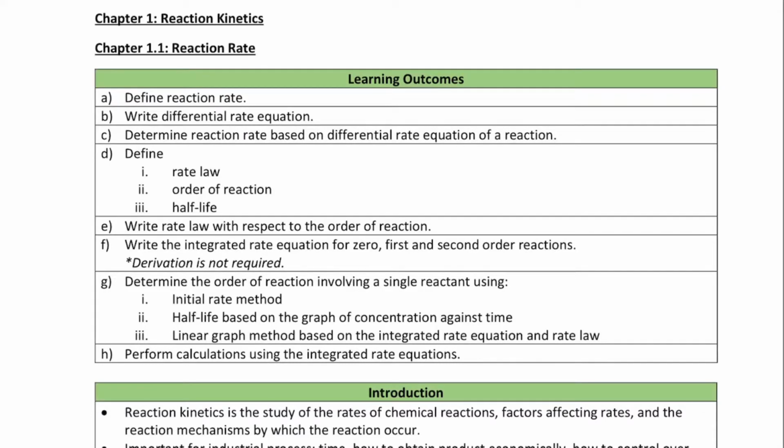Assalamualaikum and hi everyone. In this video we are still in chapter 1.1, reaction rate, but I will teach you the second method to determine the order of reaction involving a single reactant, and the method is half-life based on the graph of concentration against time. That means you can determine the order of reaction from the half-life graph. In this video you will need a graph paper.